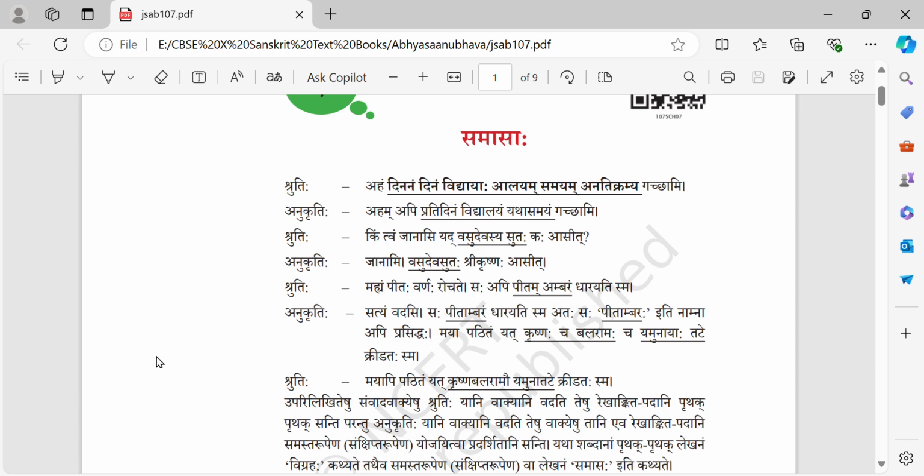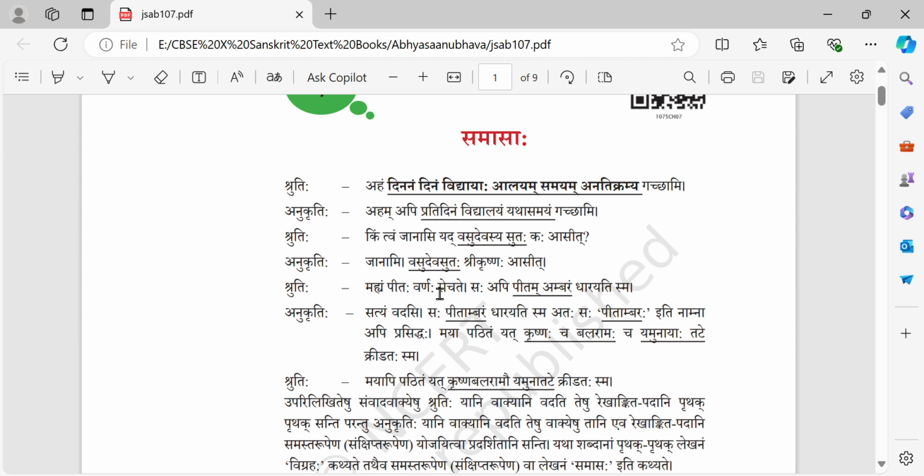Next one. Shrutihi: Kim tvam janasi yad Vasudevasya sutaha kaha asit? Look here, Vasudevasya Sutaha. The Shashti Vibhakti of the Vasudeva word is here, Vasudevasya, like Ramasya, Ramayoho, Ramanam. Vasudevasya Sutaha, Vasudeva's son. Shashti Vibhakti is added. Anukritihi: Janami, Vasudeva Sutaha Shri Krishnaha Asit.